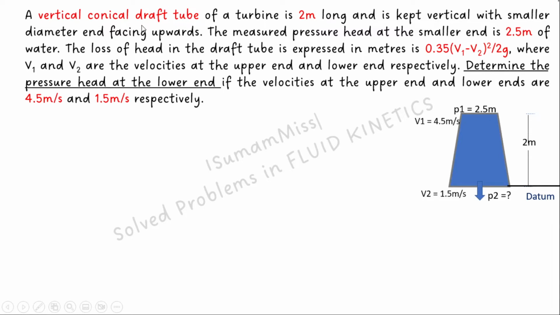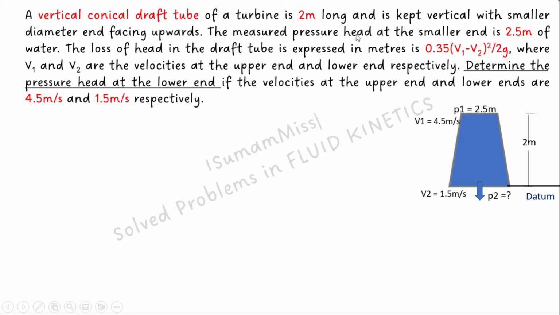So what is a draft tube? It is a part of the hydropower plant. It is attached directly to the turbine casing. After passing through the turbine, the high velocity water is allowed to flow out through the draft tube. So the purpose of the draft tube is to reduce the velocity of the flowing water.